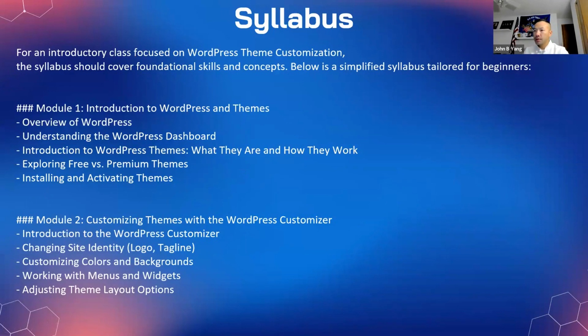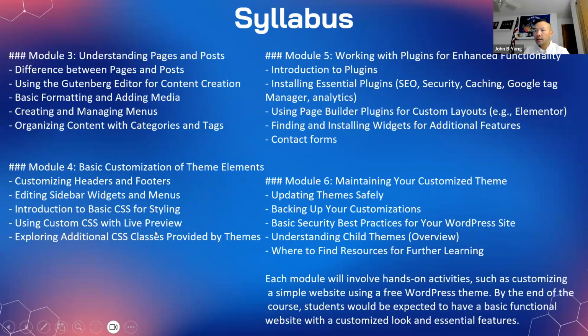So here's the syllabus. This is just an overview of what we did last week too. In Module 1, we went through Introduction to WordPress. We went through WordPress and the themes, the admin dashboard, exploring free and premium themes, installing themes. We also talked about customizing the logo, tagline, colors, background, menus, widgets, and theme layouts. We talked about that last week. And also we talked about creating a web page, working with the different editors that come with WordPress, managing the menu, formatting media, and also organizing content categories.